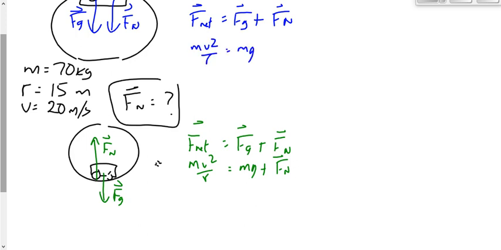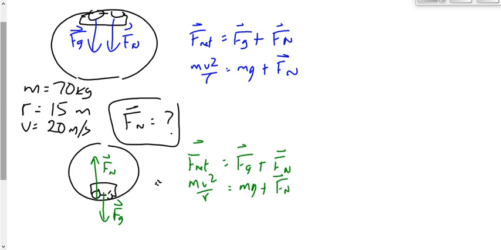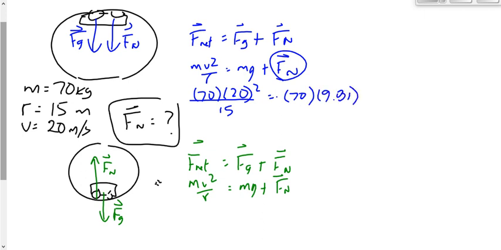If we were looking for, at the top of the circle, the minimum speed, what would we do to this? We just talked about this a minute ago, right? What would we do? We get rid of Fn. So we're not looking for minimum speed. We're solving for Fn, in fact, so we've got to leave it there. Start subbing in some numbers here now. M is 70 times 20 squared over 15 equals 70 times 9.81 plus Fn.